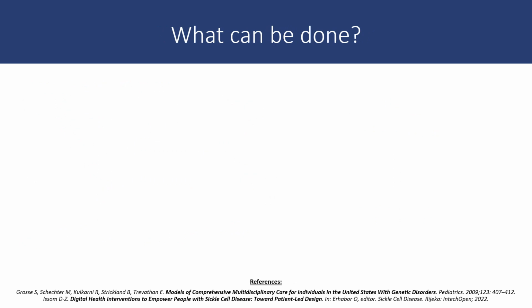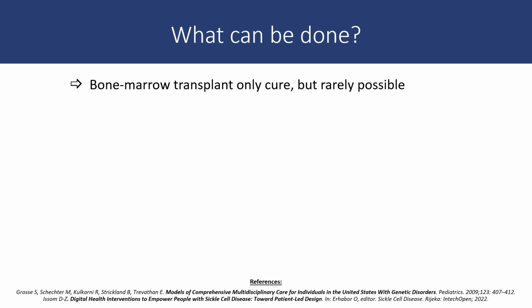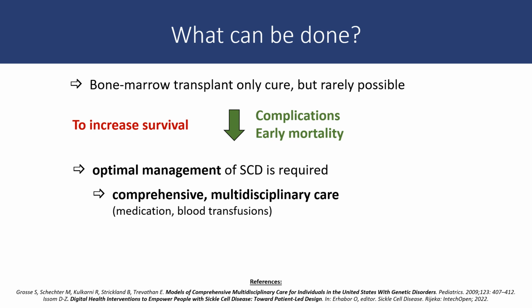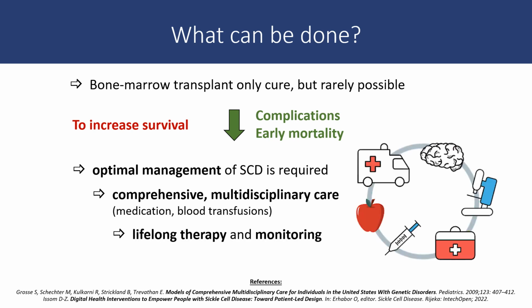You might be wondering what can be done about this high burden of disease in sub-Saharan Africa. Currently, the only cure is a bone marrow transplant, which is rarely possible. For almost all SCD patients, increasing survival involves limiting complications and reducing early mortality. To do this, optimal management of SCD is required, and this means access to comprehensive multidisciplinary care with treatments including medication and blood transfusions, requiring lifelong therapy and monitoring. High-income countries such as the US, who have been able to provide such comprehensive care, are evidence of how it is positively impacting survival.